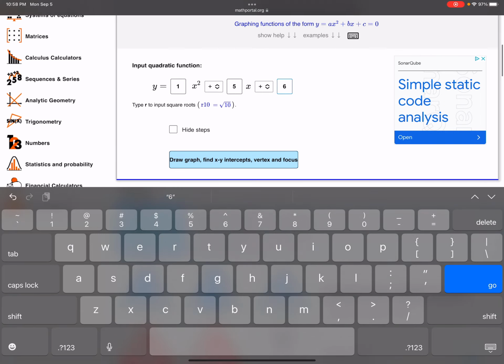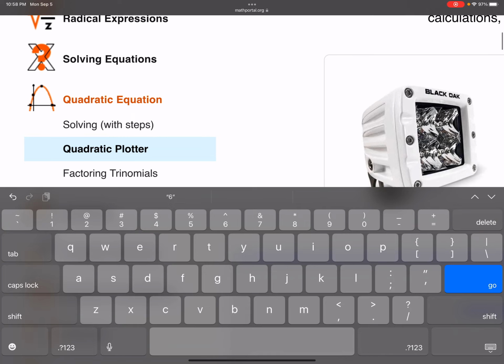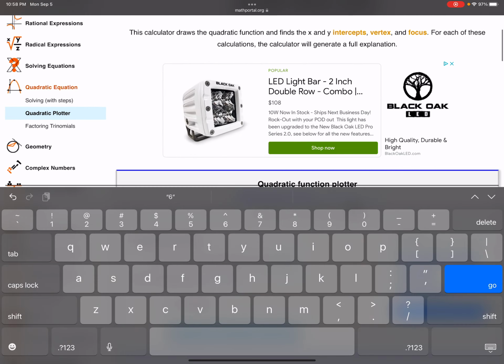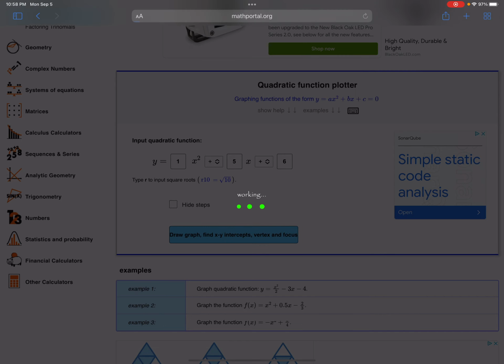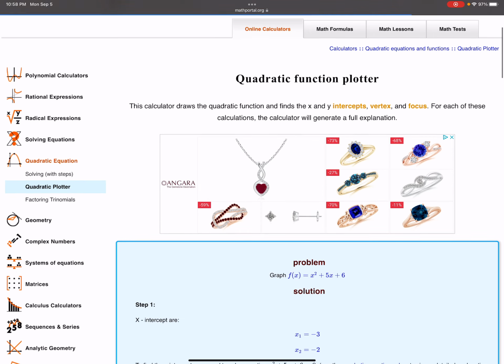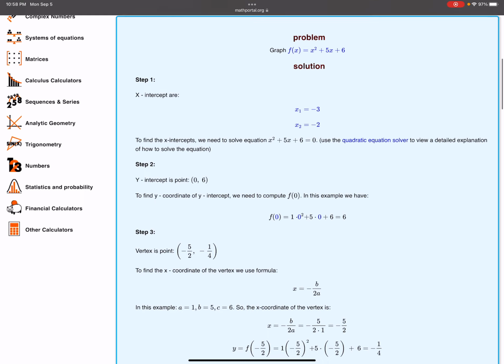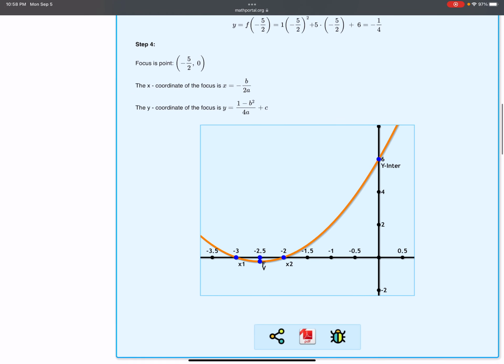Now let me remind you, to do this, I went over here to the margin right here. Quadratic equation, quadratic plotter. And then I'm going to tell it to draw the graph. And sure enough, there are my x-intercepts again. There's the y-intercept.